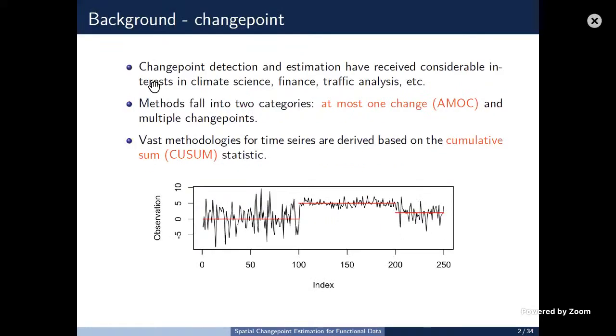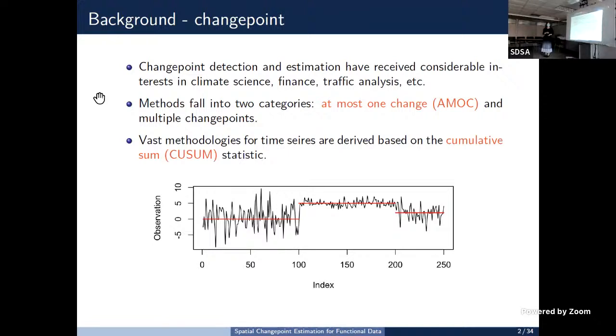So first I would like to introduce change point detection and estimation. Usually people work in this area in time series, functional time series. Many of the methods fall into two categories. One is at most one change, meaning there is one change point or no change point. The other category is multiple change points. This figure represents a multiple change point example. For example, this is the first change point, this is the second one. In this example, the change point is in mean and also variance.